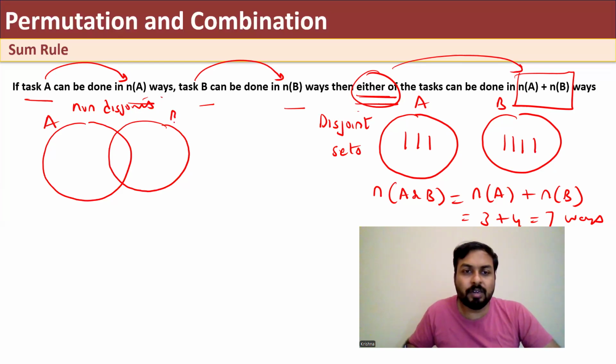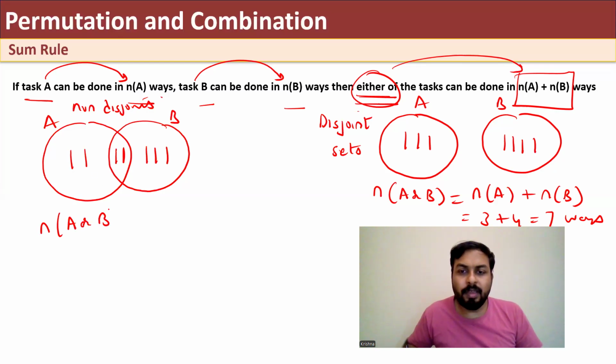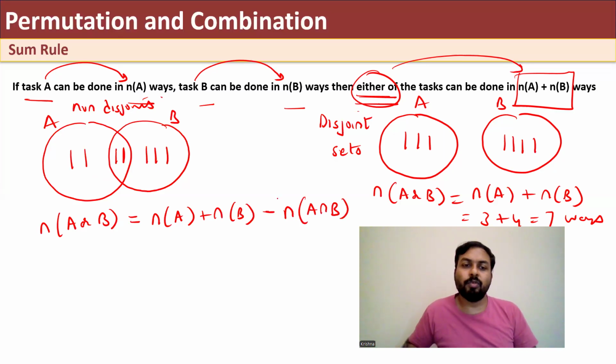Okay, so let's say A and B are two sets. Let's say set A has 4 elements in it, 1, 2, 3, 4, out of which 2 elements it is sharing with B. Similarly, let's say set B has 5 elements in it, out of which it is sharing 2 elements with set A. Then the number of ways in which I can pick an element from A or B is equal to the number of elements in A plus the number of elements in B minus the number of elements which are common to both A and B.